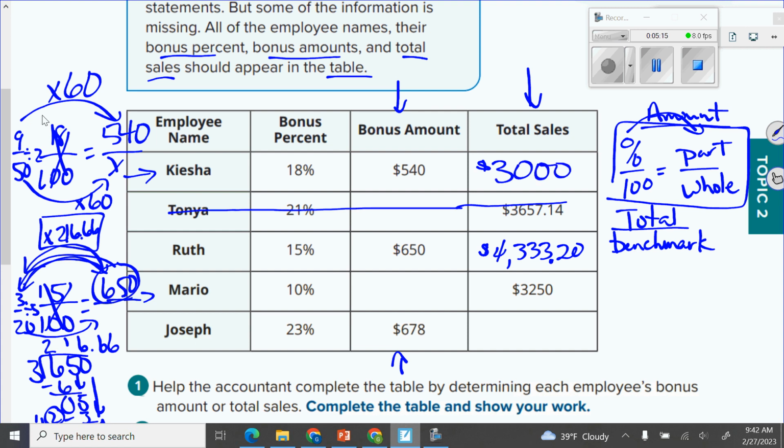Okay? Mario, this one was super easy because they gave us one of the benchmark percents to use, 10%, meaning all I need to do is move my decimal once.